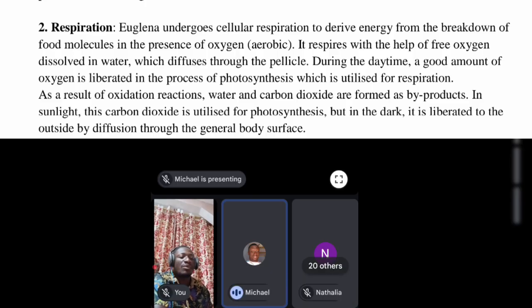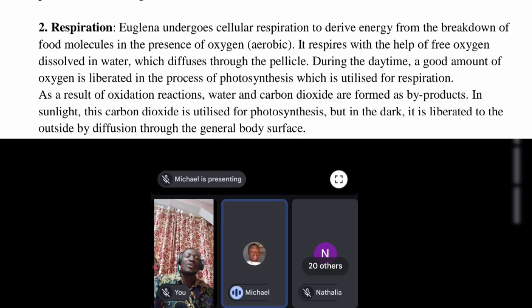So during the daytime, a good amount of oxygen is produced, and some is used for respiration. As a result of the oxidation reaction, water and carbon dioxide are formed. This is just trying to explain the respiration processes. Carbon dioxide is formed as a byproduct, and since it is still daytime, it might not necessarily bring this carbon dioxide out. It can enter the Calvin cycle or photosynthetic pathway and use it for photosynthesis. So you see, the waste product is now a raw material for another process. So the waste product is now entering another cycle as a raw material.